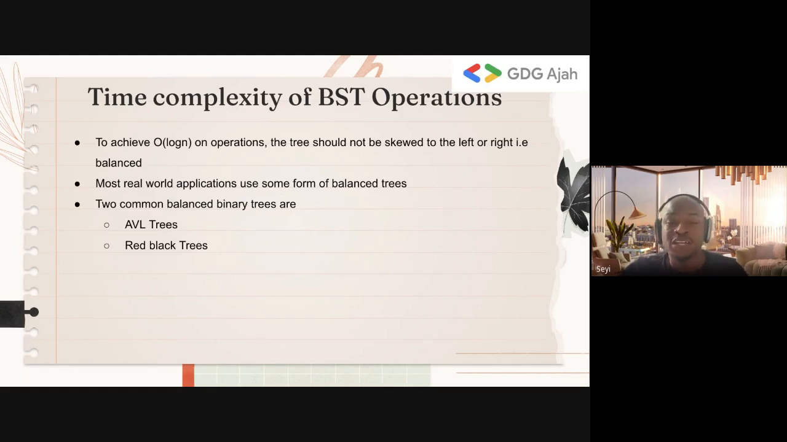Like I said earlier, to achieve log n, the tree should not be skewed to the left or to the right. It should be balanced. This is key to understand. Most real-world applications use some form of balanced trees. The two common balanced trees are AVL trees and red-black trees. I just mentioned it there for completeness. You don't really need to bother about this stuff.